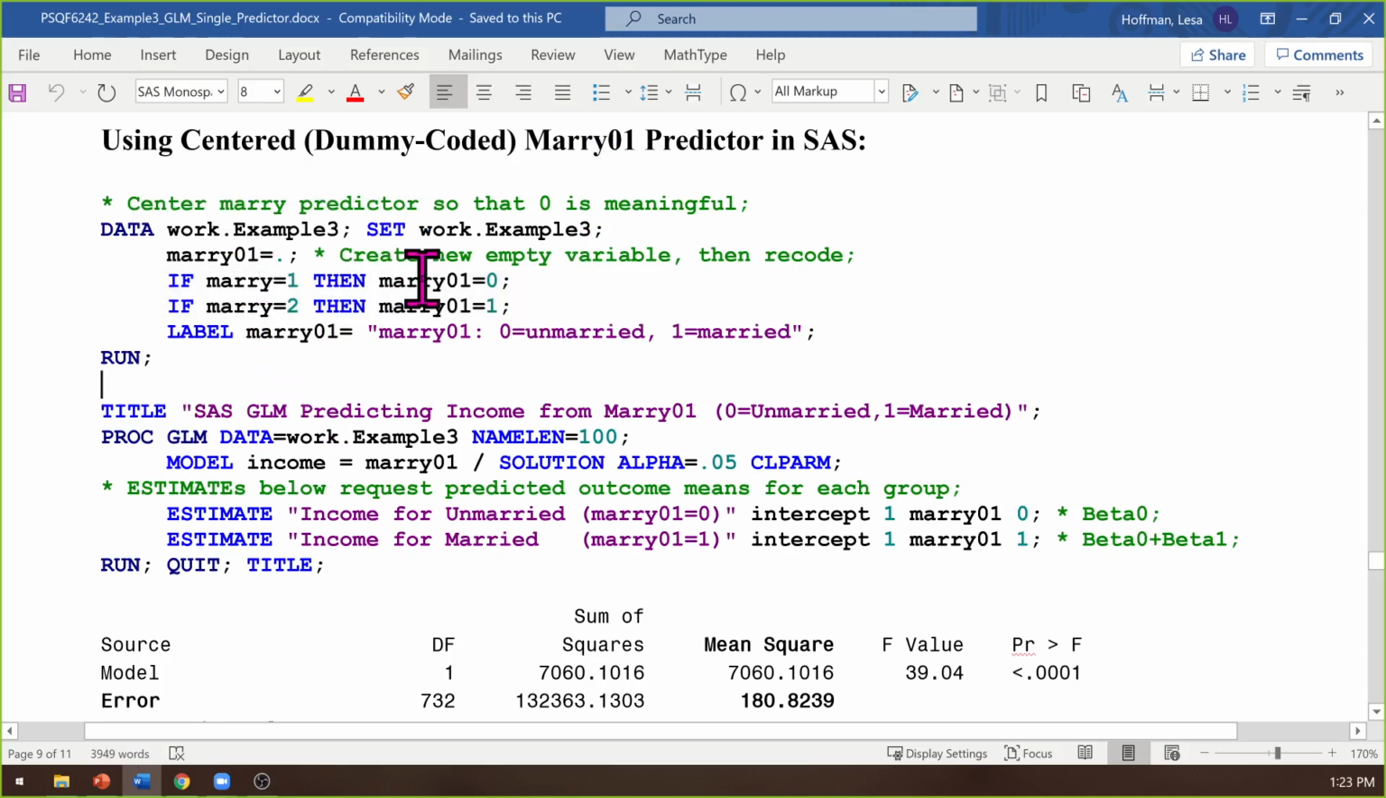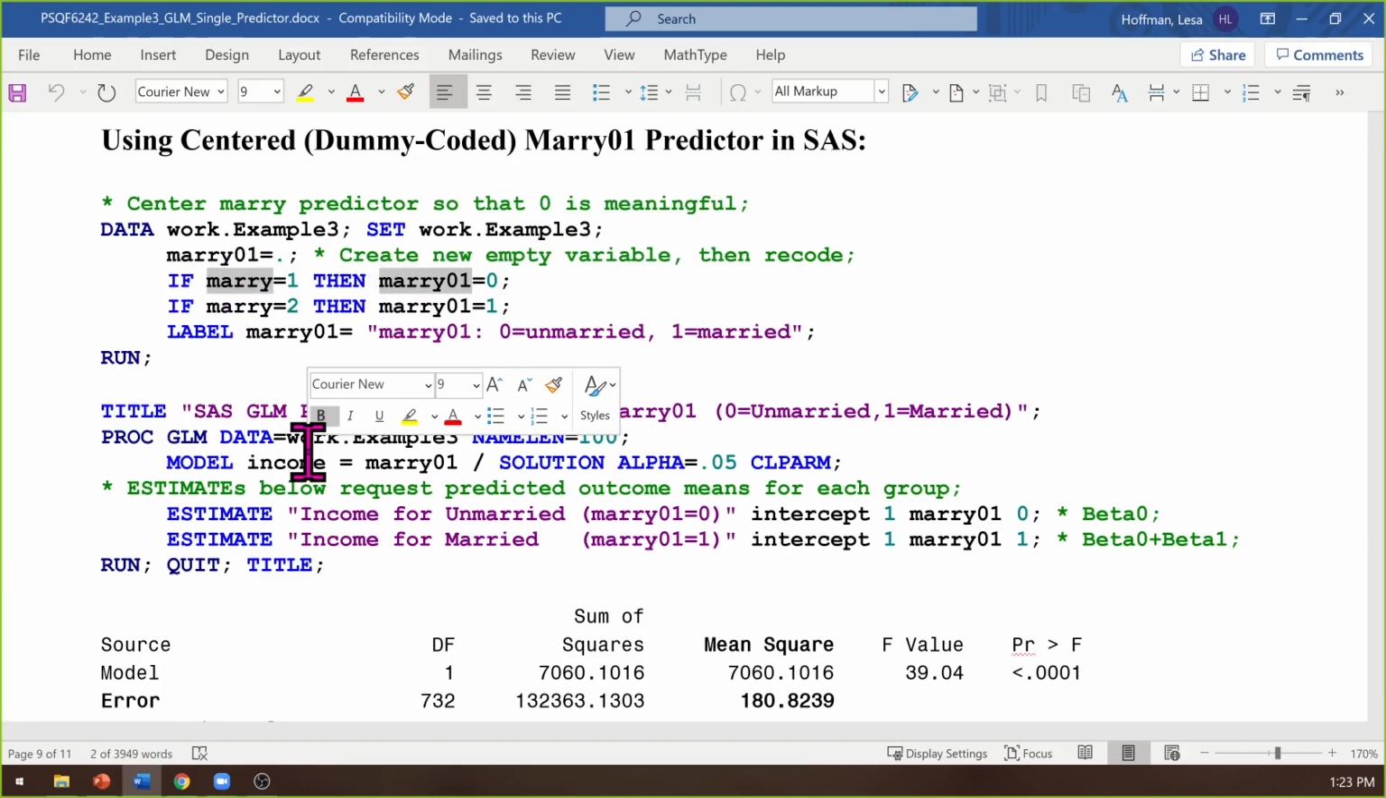Also make sure that this value and this value are different, because otherwise you'd write over your column of data and possibly screw it up in doing so. So anytime that you want to make a new version of a variable, put it in a new column. So Mary 01 is the new column. Mary is the column it's pulling that information from.